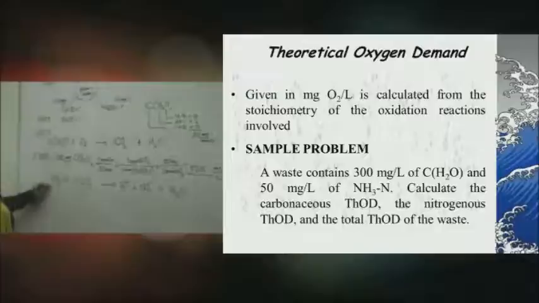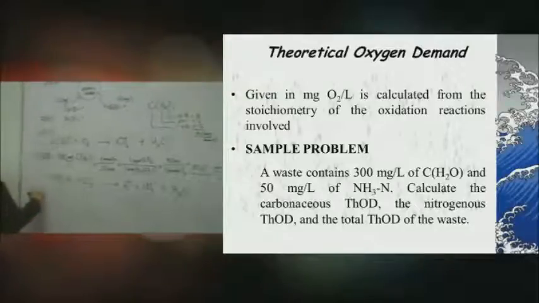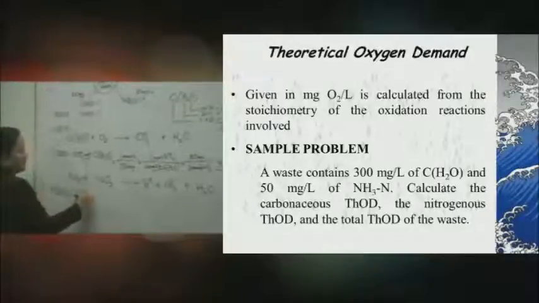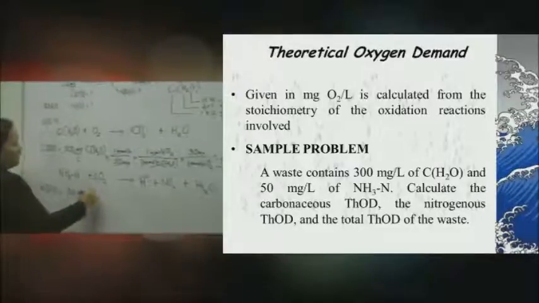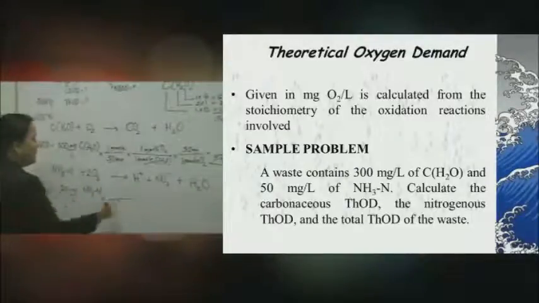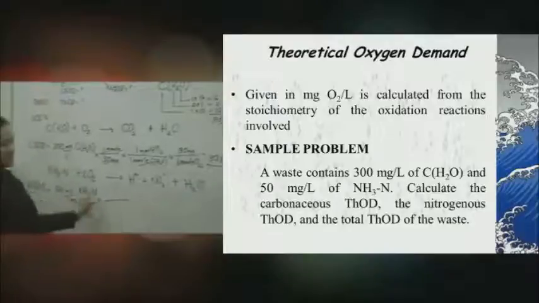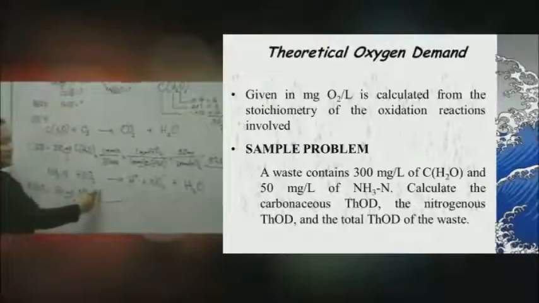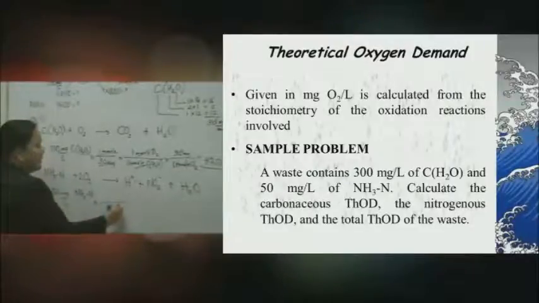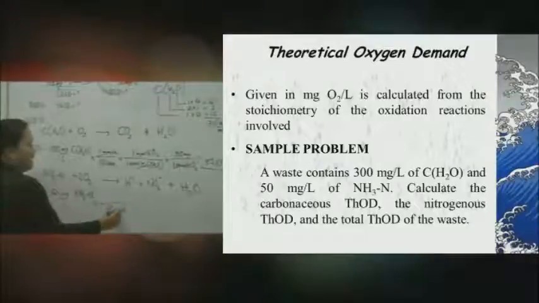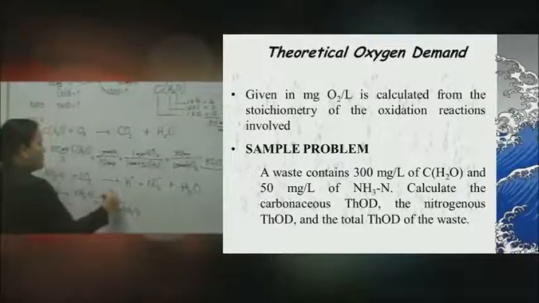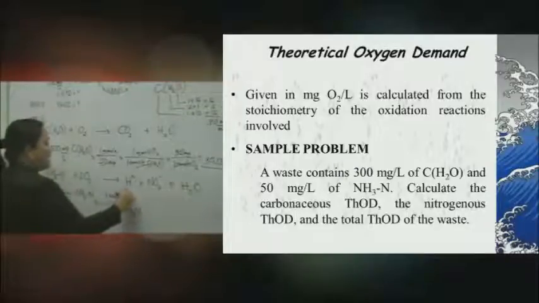After having the balanced equation, we can now proceed in computing the NBOD. Starting from the given 50 milligrams per liter of N coming from ammonia, we convert this to millimoles of nitrogen because we only represent the nitrogen here. So that would be 14 milligrams of N for every millimole of NH3-N.